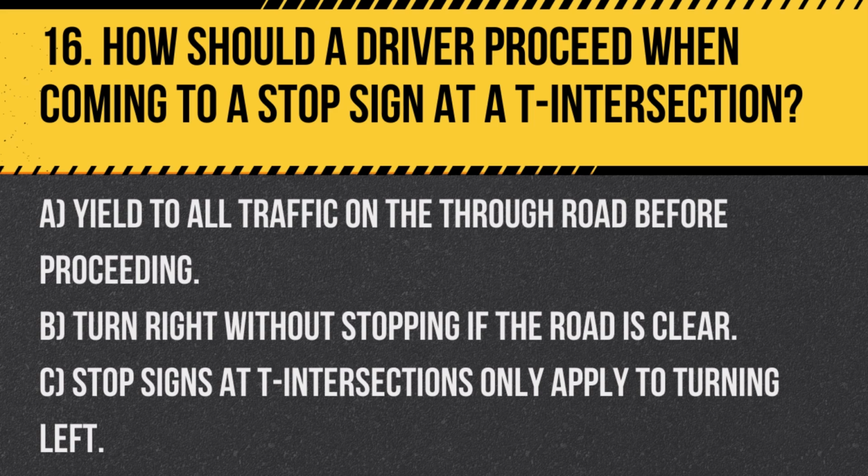Question 16. How should a driver proceed when coming to a stop sign at a T intersection? A. Yield to all traffic on the through road before proceeding. B. Turn right without stopping if the road is clear. C. Stop signs at T intersections only apply to turning left.